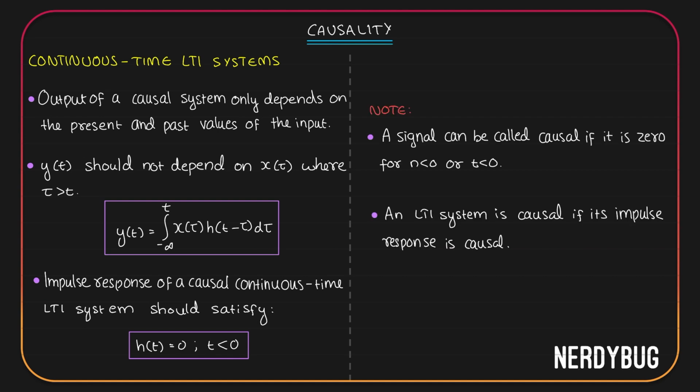An additional thing we can note here is that a signal can also be called causal if it is 0 for n less than 0 in case it is discrete time, or t less than 0 in case it is continuous time. So an LTI system is causal if its impulse response is causal, because impulse responses of causal LTI systems are 0 for t less than 0 or n less than 0.